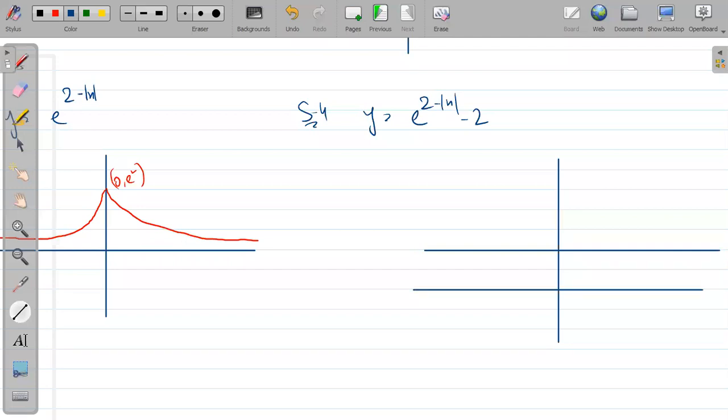Since this is never touching the x-axis, here we are drawing a dotted line, y equal to minus 2. It will never touch that line. This point will become what? Now you can tell me. This point has become (0, e² minus 2). And the graph I'm drawing is somewhat like this. It will never touch the line y equal to minus 2.